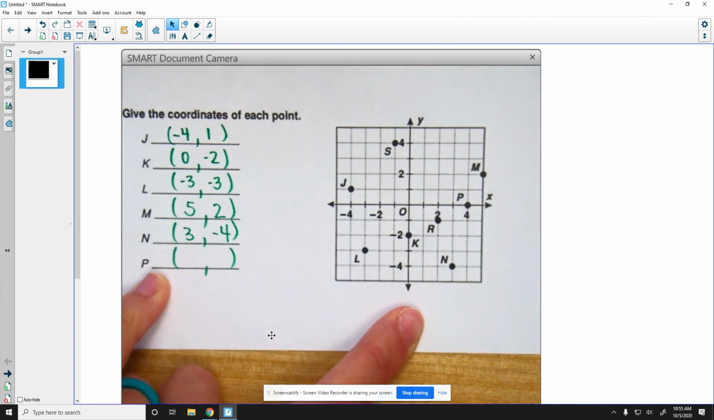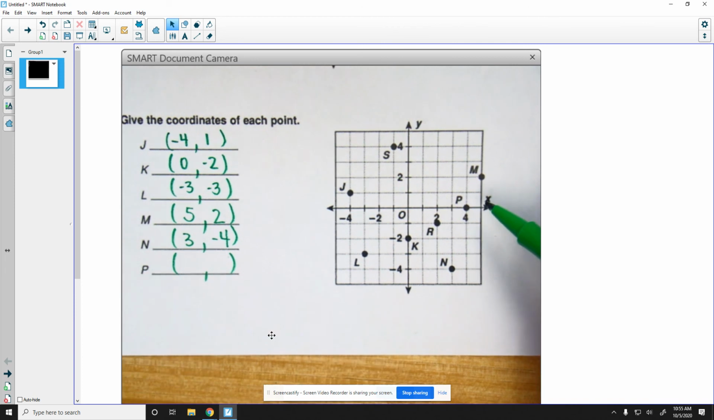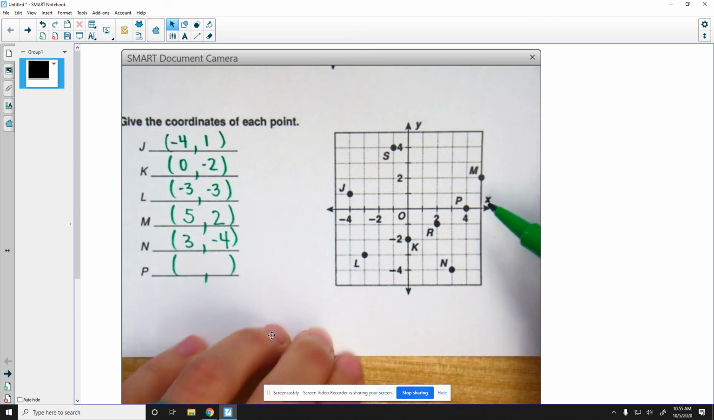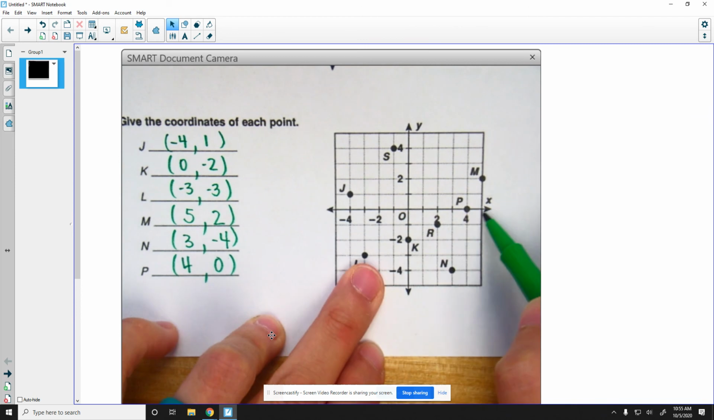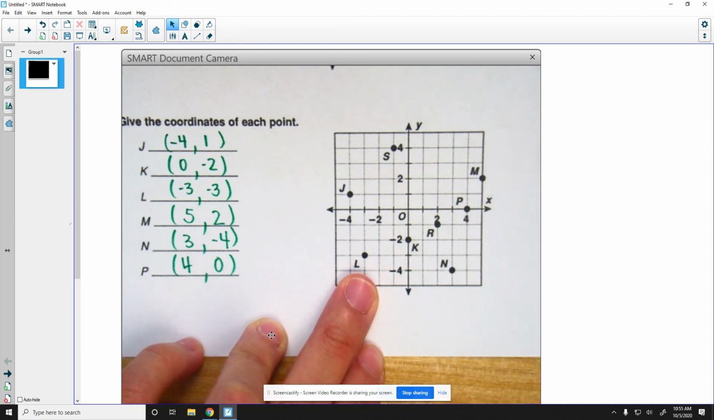Someone online. Someone that's not Jose, because Jose already answered. Someone else other than Jose. What do we think for this one? Shout it out or type it in. Maya, good job. 4 comma 0. So everyone always says this one is 0 comma 4, but they always flip it. You went to the right 4 and then you went up, down 0. So it's 4 comma 0.